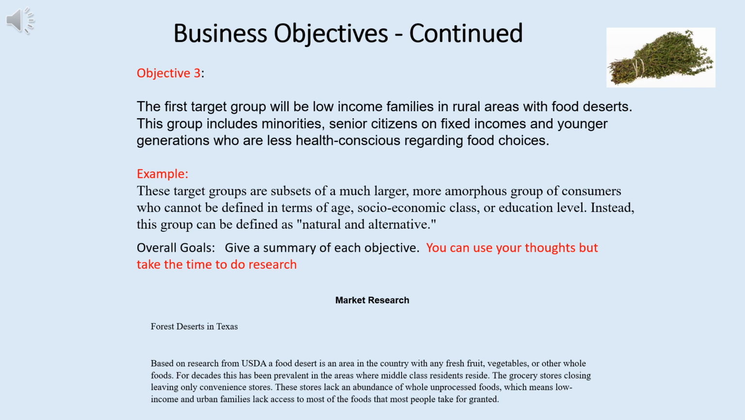Business objectives, continued. Objective 3. The target group will be low-income families in rural areas with food deserts. This group includes minorities, senior citizens on fixed income, and younger generations who are less health-conscious regarding food choices. Example: these target groups are subsets of a much larger, more amorphous group of consumers who cannot be defined in terms of age, socioeconomic class, or education level. Our goal is to move this group to a healthy and holistic way of making food choices.